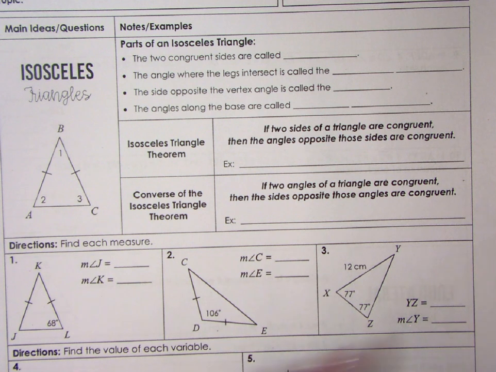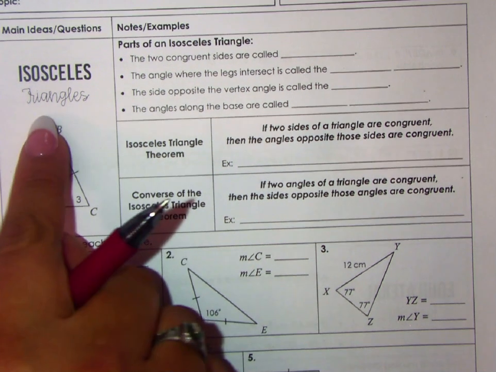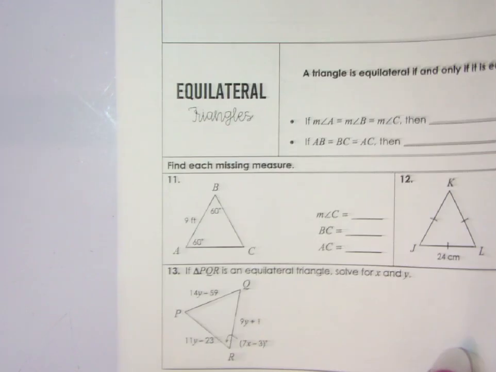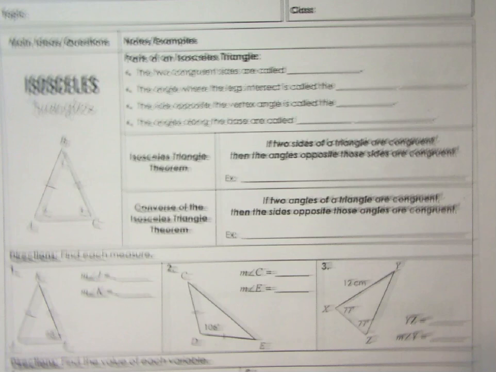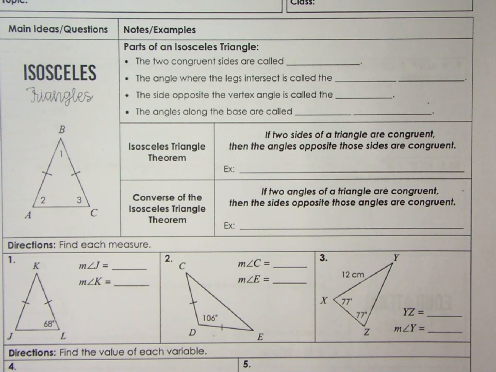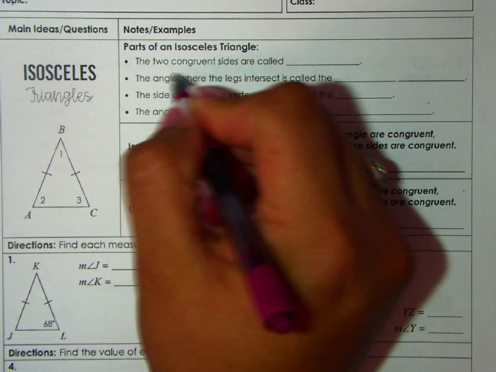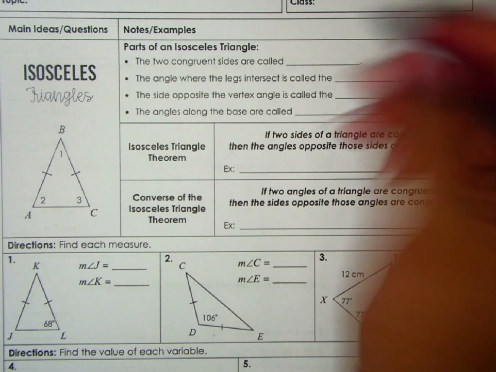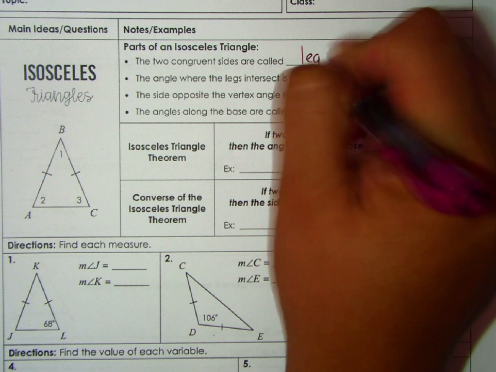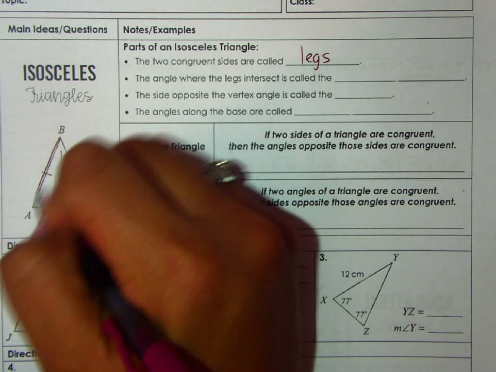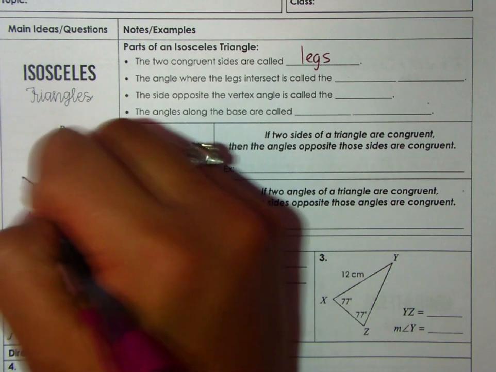All right, students, in this video, I'm going to make it two parts. One part for isosceles triangles, and then the second part for the equilateral triangles. So for isosceles triangles, let's review what the parts of the triangle are called. When you have two congruent sides in the isosceles triangle, these are called legs. So these two right here, these are your legs.